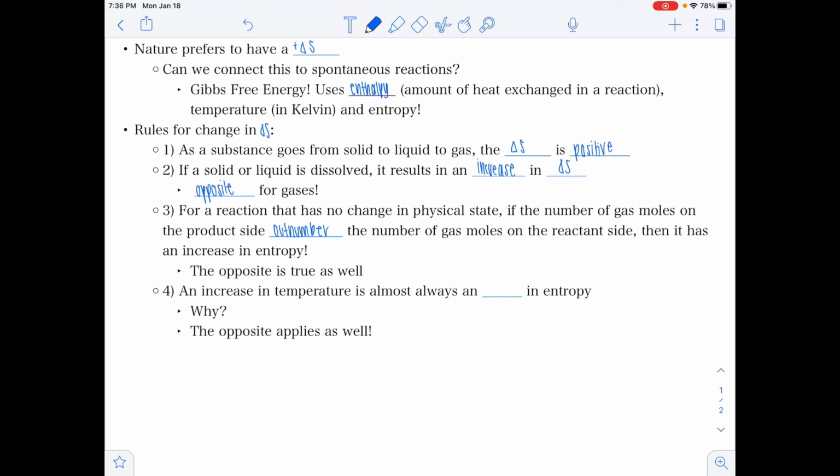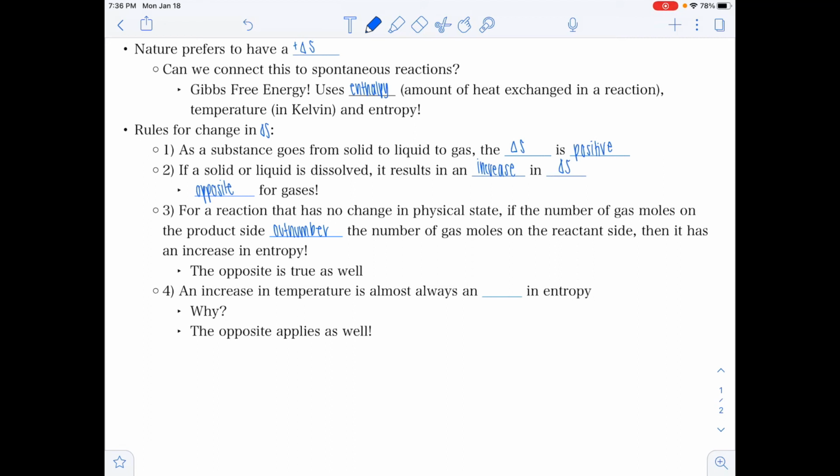And then the opposite is true as well, right? So if you go from more gas moles in the reactants to less gas moles in the product, that means the particles are becoming more compact, there's less particles whizzing around, so there's going to be a decrease in entropy. So hopefully that makes sense. Let me know if you have any questions on that. Oh, and if you're needing a refresher on moles, I think we have a video on moles and explaining them in general, so definitely check that out.